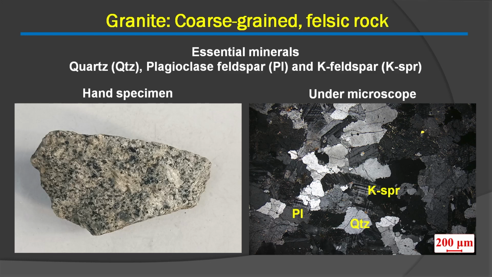We have, for instance, a granite hand specimen which is being shown, where the essential minerals will be quartz, plagioclase feldspar, and potash feldspar. Under the microscope, the potash feldspar will be the one showing the cross-hatch twinning. You can see subhedral grains of quartz as well as plagioclase.